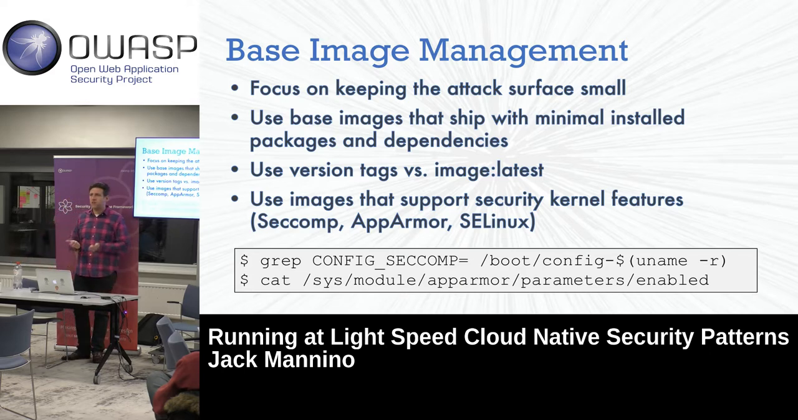Every single binary and application that you have in that container is essentially a way for an attacker to potentially pivot, right? It's another dependency that you have to manage. So just start with small images, right? The fewer utilities, the better. One thing is you shouldn't pull from latest, and you should pin to a version.